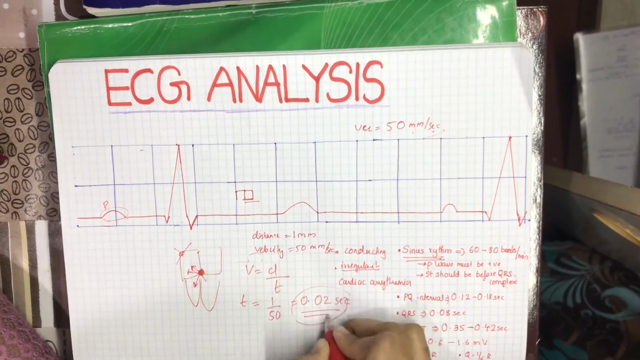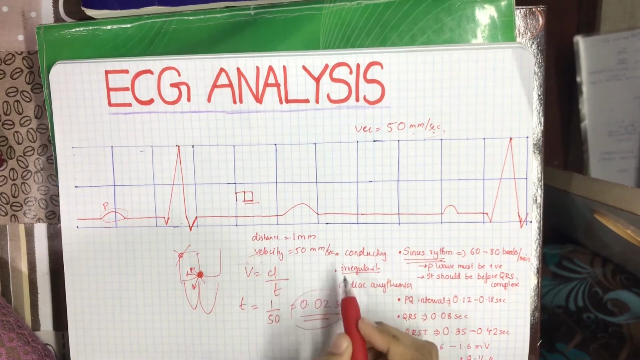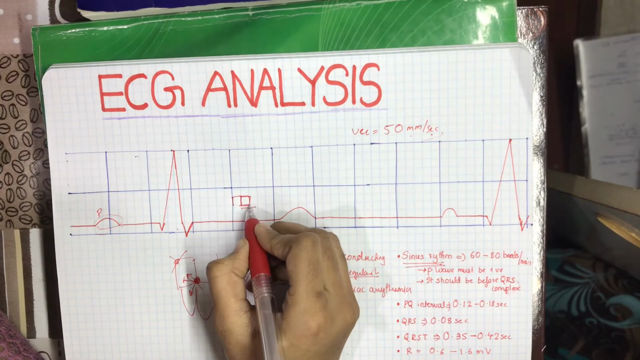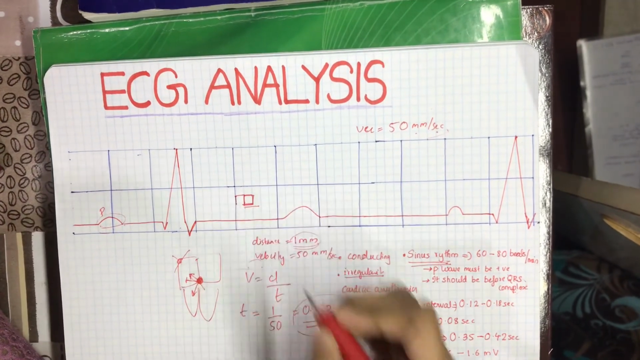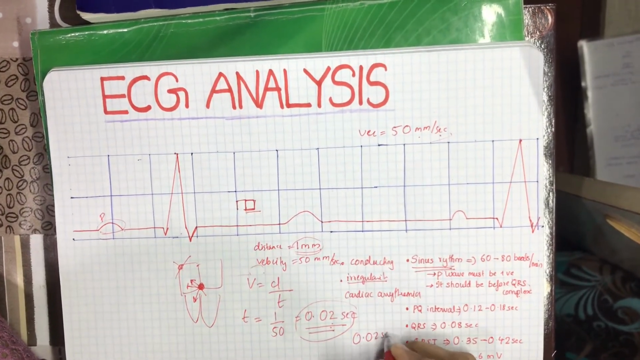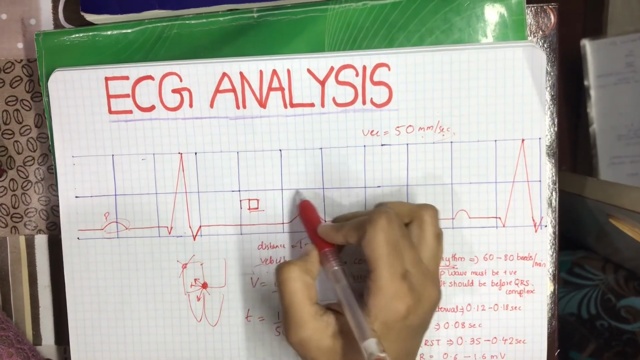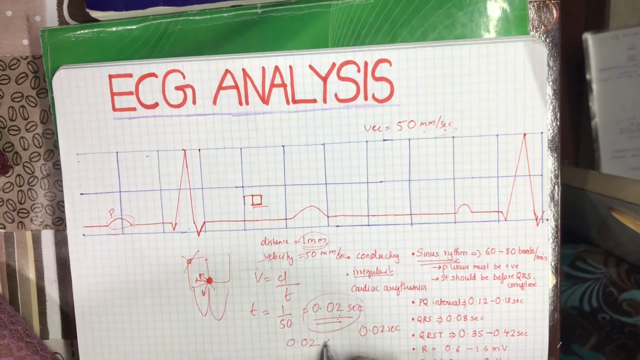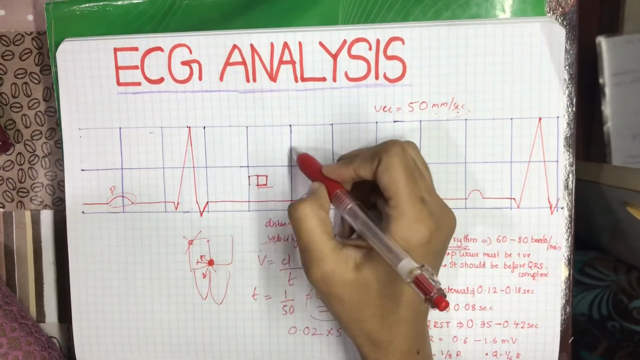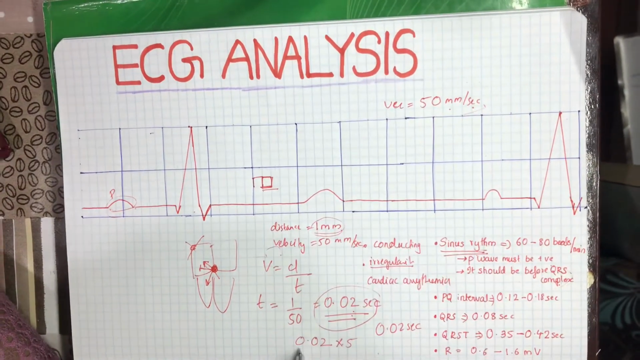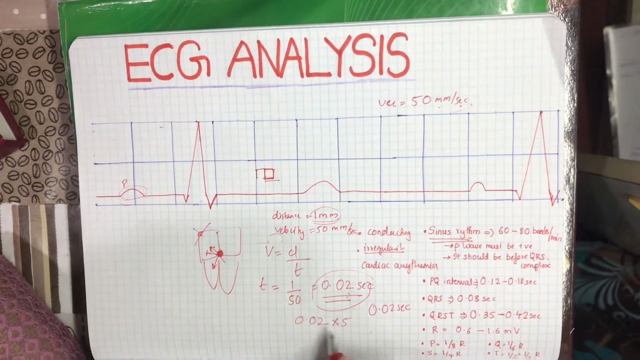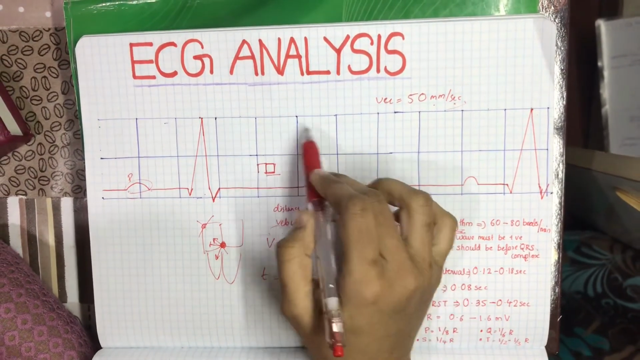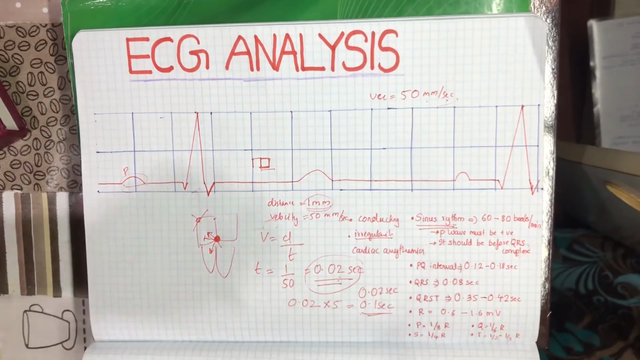What is this time? This time is the time for 1 mm, like this is the time of a small box. So the time of a small box is 0.02 second. Then we can tell the time of the big box. It will be 0.02 into 5, because one big box consists of 5 small boxes. So 0.02 into 5 is 0.1 second. So one big box means 0.1 second.